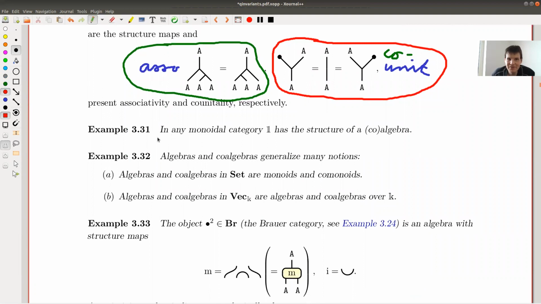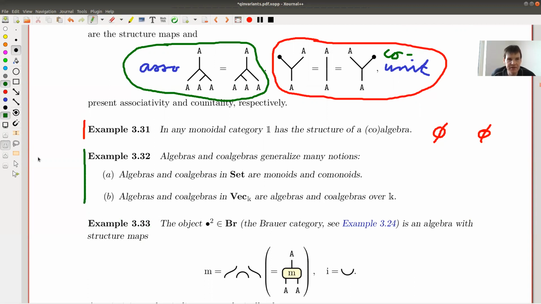Can we see this in any monoidal category? The empty diagram has a structure of a co-algebra. Here's the multiplication for the empty diagram. It should go from empty tensor empty to empty, and here's the unit for the empty diagram. So this is kind of a boring example. This one is fun, it's in Brauer, you'll see it. But this one is kind of a trivial example. The unit is always an algebra object or co-algebra object.